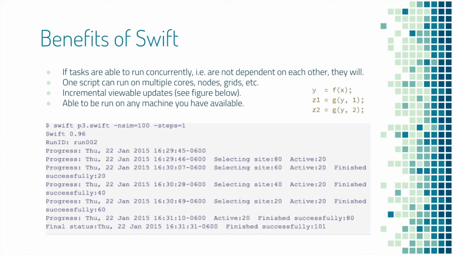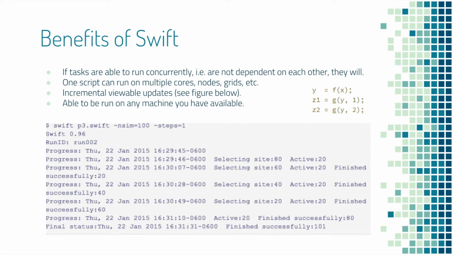Since Swift is a naturally concurrent language, whenever all variables used as parameters of a function are defined, the function will be executed. For example, when y equals f of x is calculated, immediately following z1 and z2 will both be executed at the same time, or concurrently, as long as neither g(y, 1) or g(y, 2) alters the initial value of y.